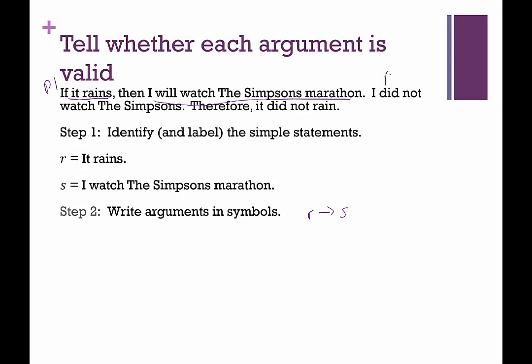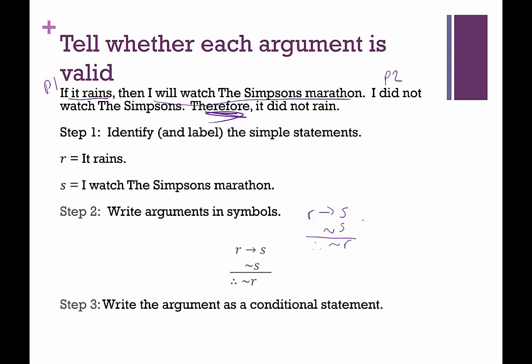Premise 2 is right here. I did not watch the Simpsons. That would be not S. Here's where I know I'm coming up on my conclusion. Therefore, what happened? It did not rain, so not R. And I agree with myself, so that's good. So now it's written in symbols.